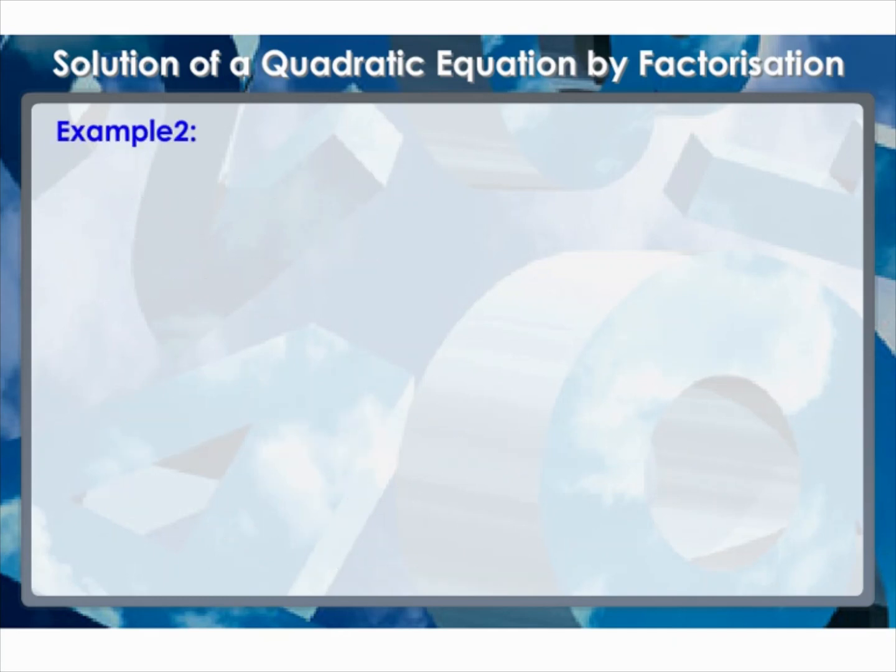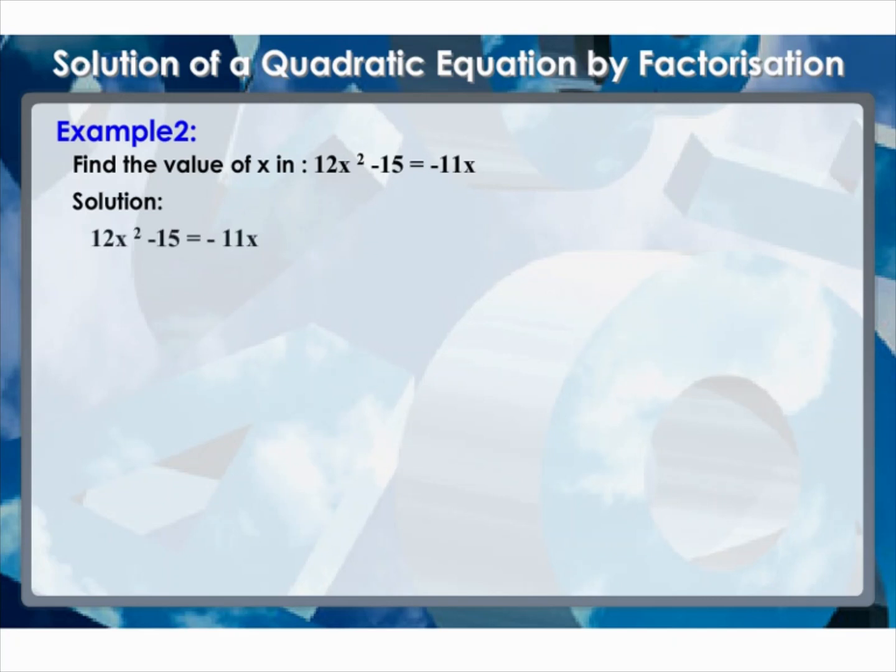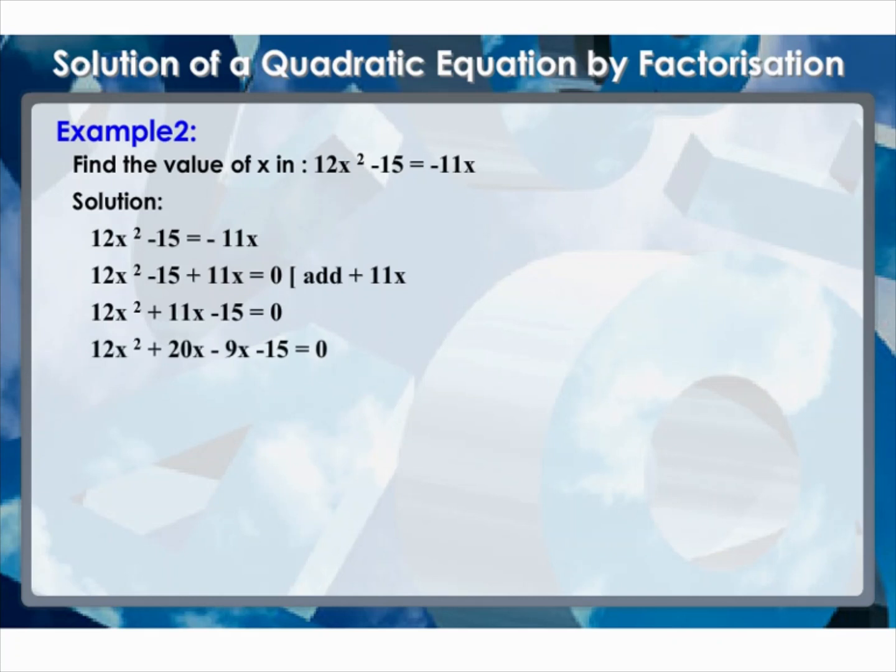Let's move to another example. Find the value of x in 12x squared minus 15 equal to minus 11x. Solution: 12x squared minus 15 is equal to minus 11x. 12x squared minus 15 plus 11x is equal to 0. Add plus 11x: 12x squared plus 11x minus 15 is equal to 0. 12x squared plus 20x minus 9x minus 15 is equal to 0.